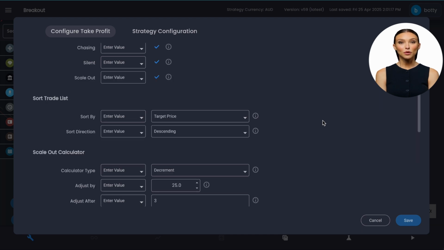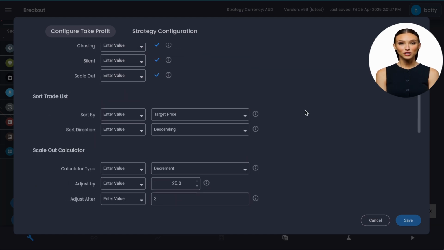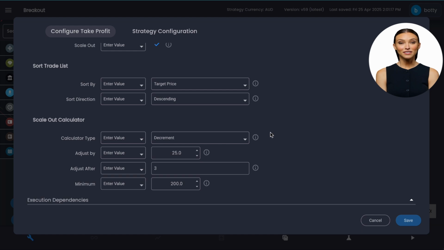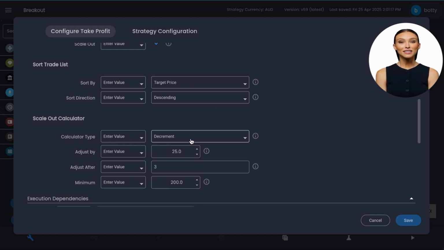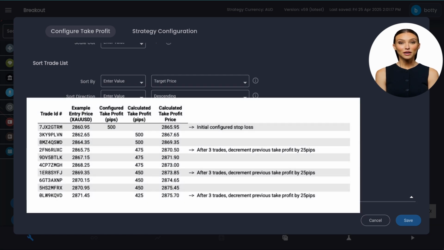As an illustration, we have configured the take profit rule to set the take profit for the first trade in the sorted list to be 500 pips. The scale-out configuration sorts the list of trades by target price in the ascending direction, so lowest entry price to highest. The calculator type is set to decrement, and we will adjust the take profit set by 25 pips after every 3 trades in the list. The take profit target prices for 10 sample trades for gold against the US dollar that have been passed to the take profit rule would be calculated as follows.